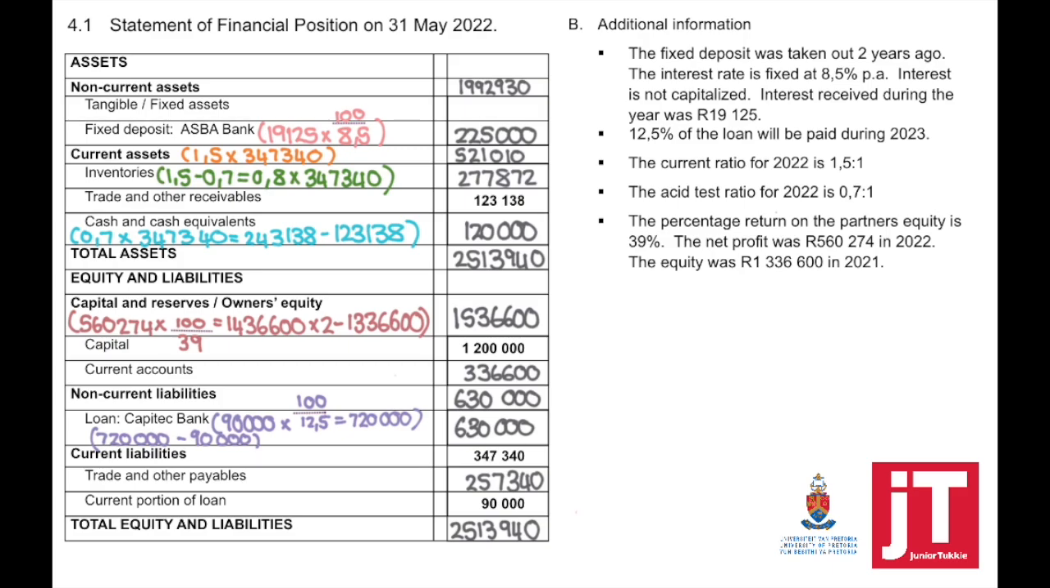Now the fixed assets or tangible assets becomes the balancing figure by taking your non-current assets minus your fixed deposit equals your tangible assets. So please take note, again, how we use financial indicators to find amounts, and it's important to understand that.